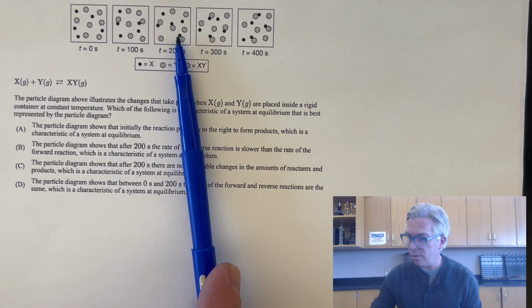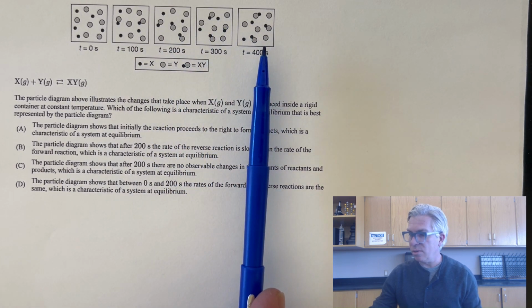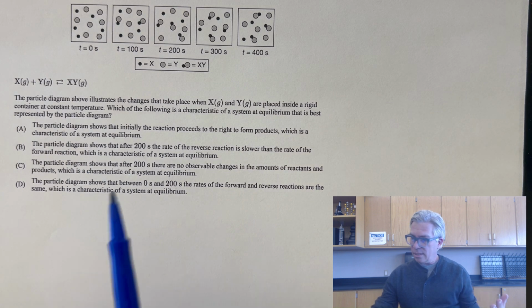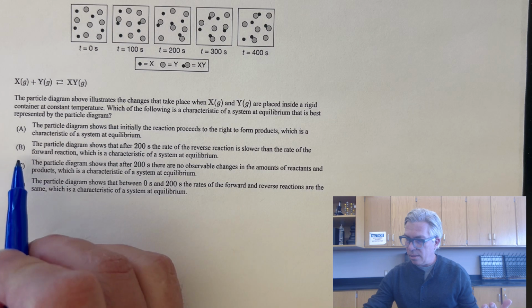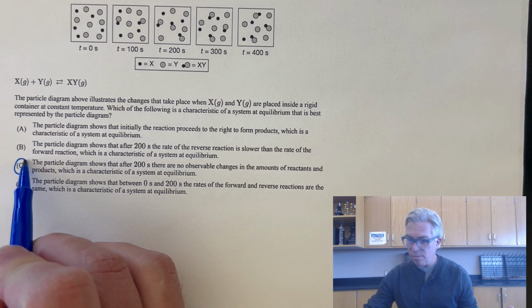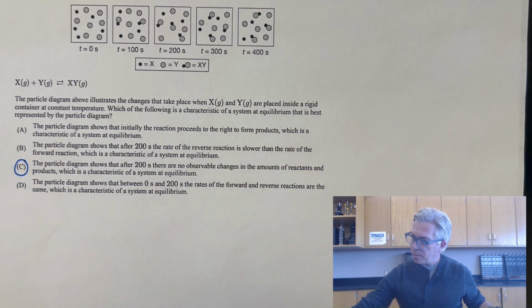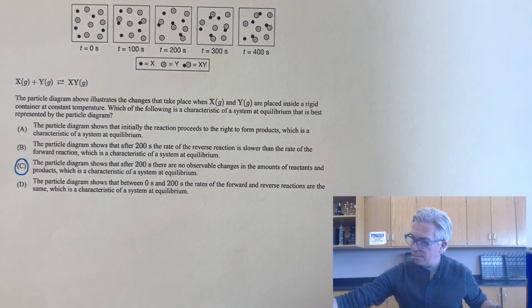Here we have 3 molecules of product. And then there's 3 molecules from then on. And so that tells me that somewhere between 100 and 200, there is no change and it reached equilibrium there. And so there are no observable changes in the amounts of reactants and products, which is a characteristic of a system at equilibrium. All right.